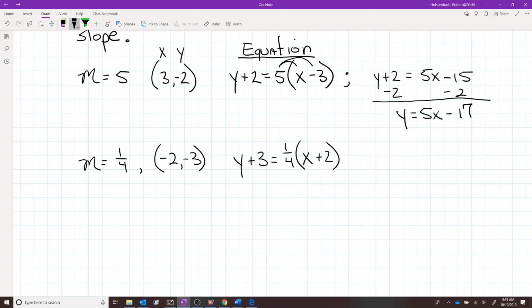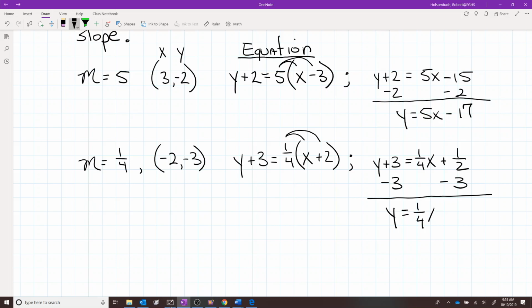So this second line that you wrote in point-slope form, let's do the same thing. Let's take it from point-slope form to slope-intercept form. So we got y plus 3 is equal to 1/4 x plus 1/4 of 2. A fourth of 2. If you had $2 and you wanted a fourth of it, it'd be 50 cents or half, right? If you subtract 3 from each side, then your y is equal to 1/4 x.